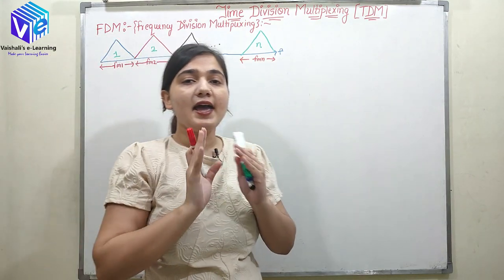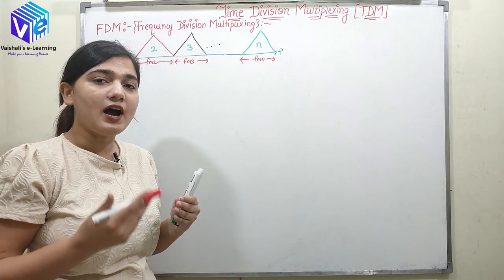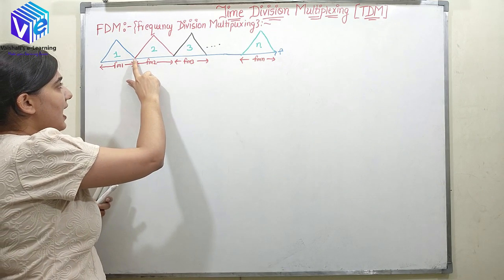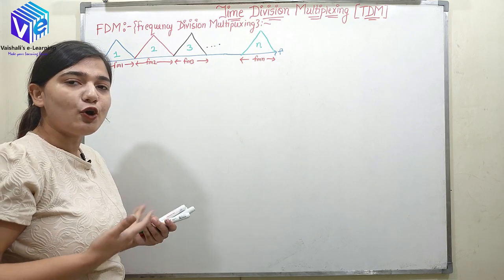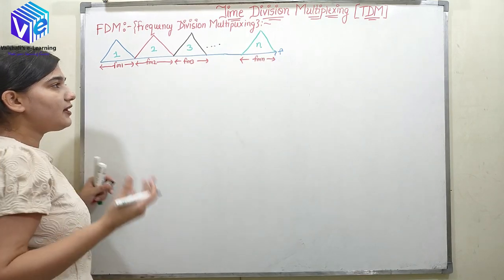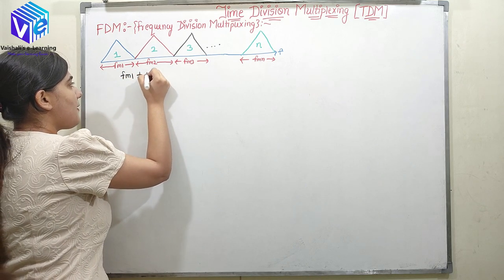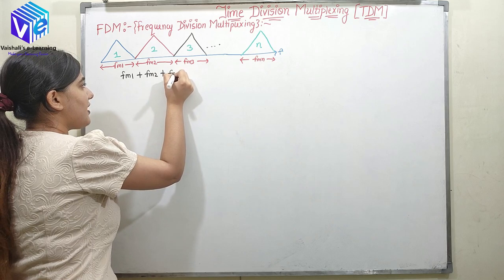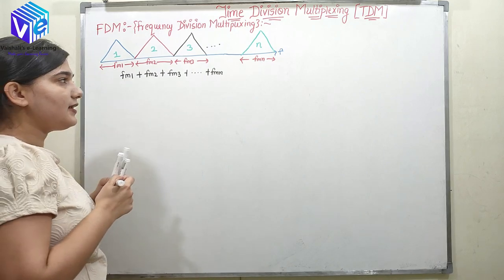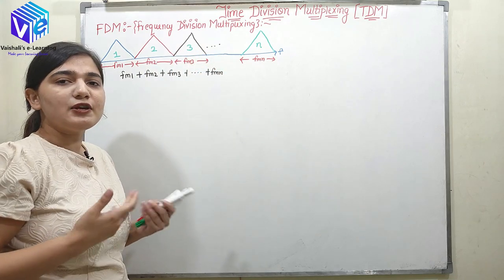Here I have not considered the concept of the guard band. I have taken the guard band to be zero in this case. As soon as my first message signal ends, the second message signal starts occupying the frequency band. So the total frequency occupied by n message signals would be FM1 plus FM2 plus FM3 up to FMN. Here I cannot analyze anything because I have different message signals with different bandwidths.